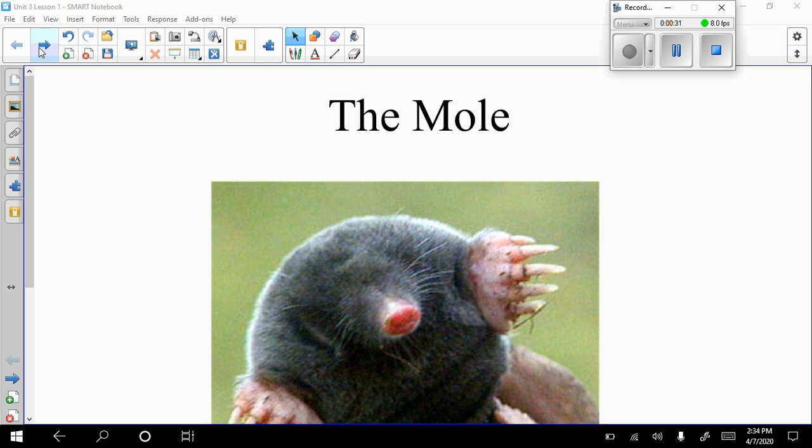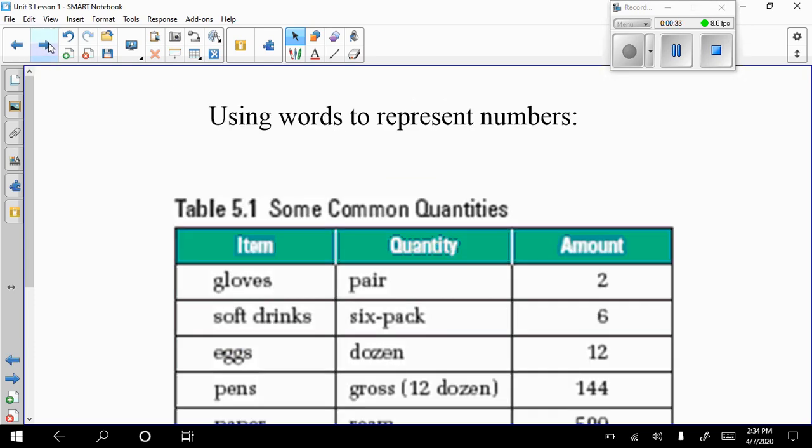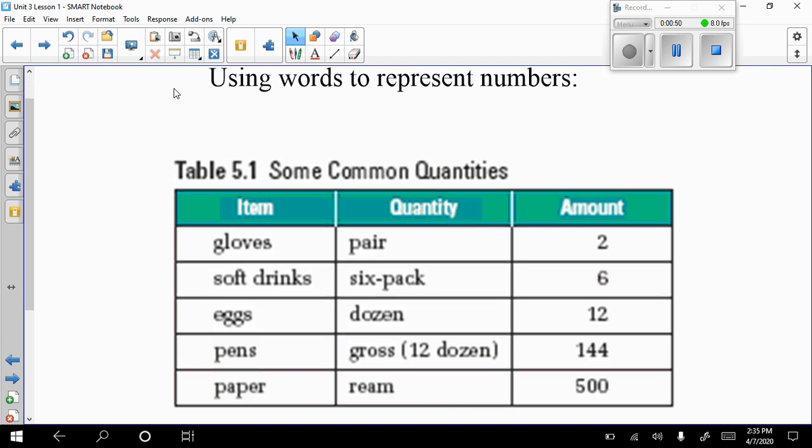All right, so we're going to talk about something in chemistry called the mole. And I'm going to start by stating that there are many examples in science and in our daily life where we use words to represent numbers. For example, if I told you that you had a pair of gloves, you would know that you had two of them. If I told you that you had a dozen eggs, you know that you have 12 of them, or a dozen donuts, you know that you have 12.